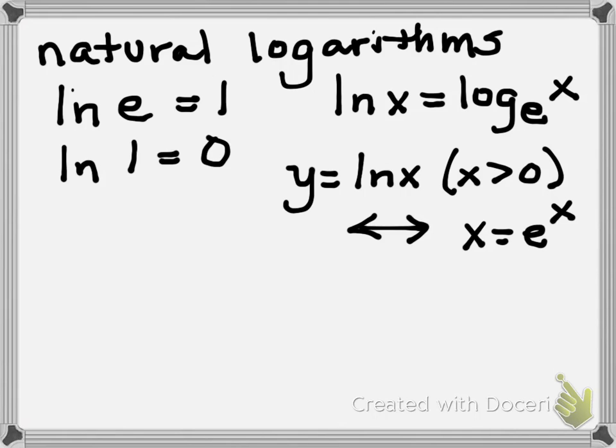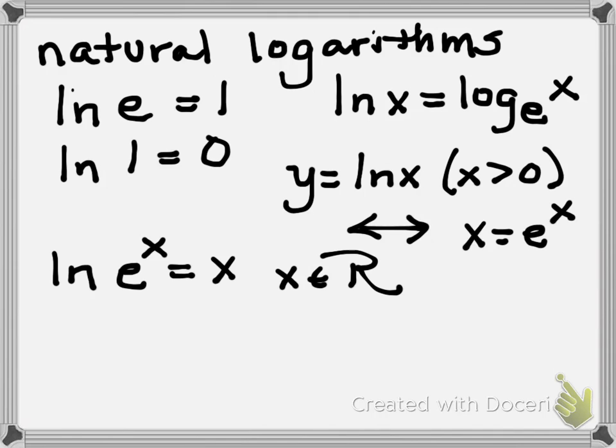This is natural logarithms. So when you see ln of e to the x, that is equal to x, as long as x is a real number. Or e to the ln x power is equal to x, and again, x has to stay greater than 0, as we talked about with the domain.